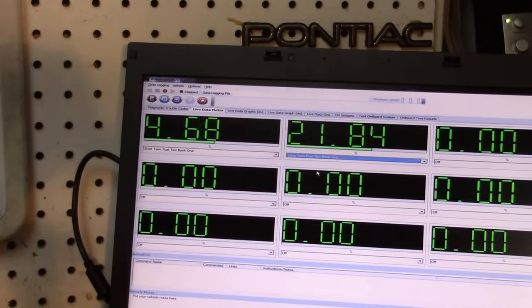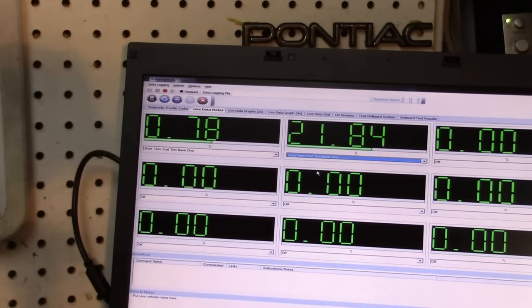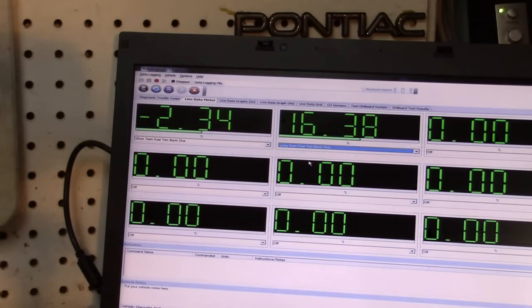And our short term should start dropping pretty good now, and it is. And we should start seeing the long term follow suit before too long. See, we are definitely negative and dropping.